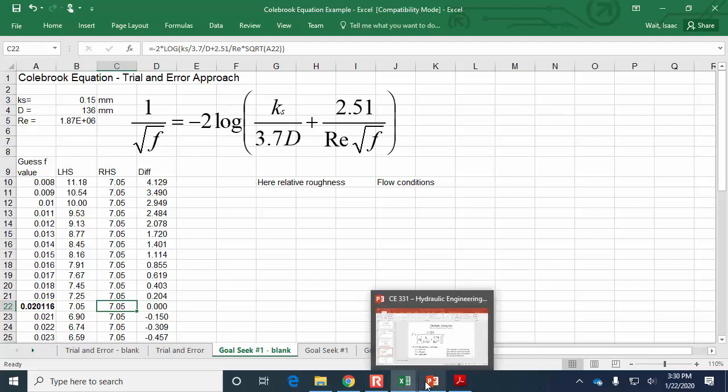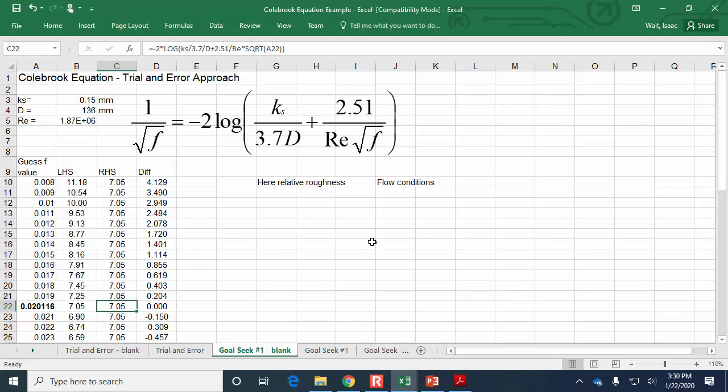So you could also do it by hand. The brute force approach is with your calculator. What is 1 divided by the square root of your guess of f? And then on the right-hand side, with your calculator, type all that in. And then you manually say, all right, well, that was too low, I'll try a higher value of f. So there's lots of different ways to do it.